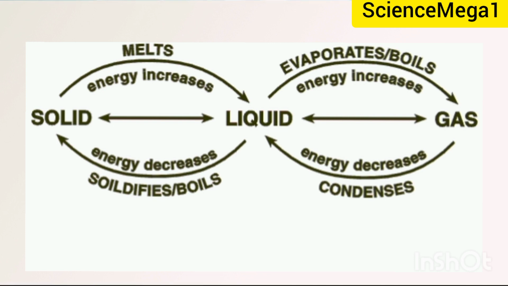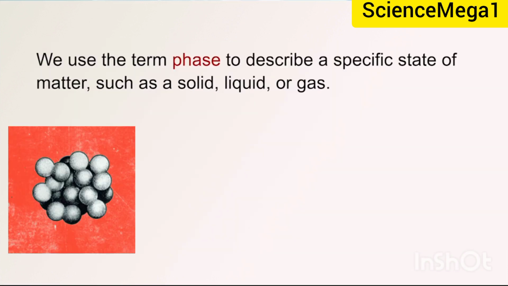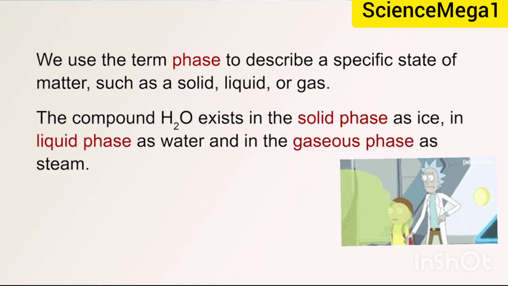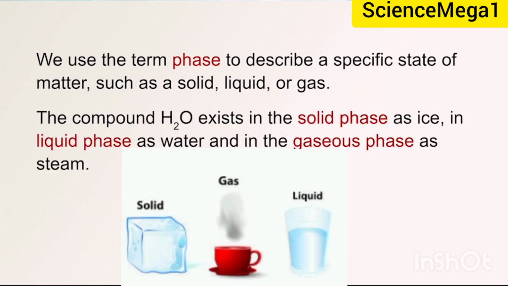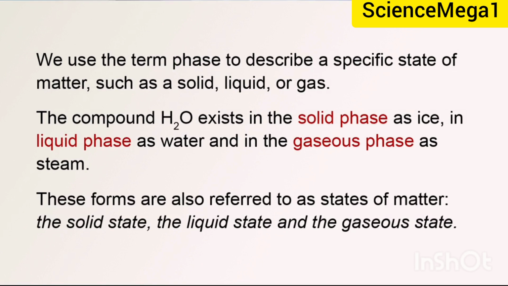solid. We use the term phase to describe a specific state of matter, such as solid, liquid, or gas. The compound water exists in the solid phase as ice, in the liquid phase as water, and in the gaseous phase as steam. These forms are also referred to as states of matter, that is, the solid state, the liquid state, and the gaseous state.